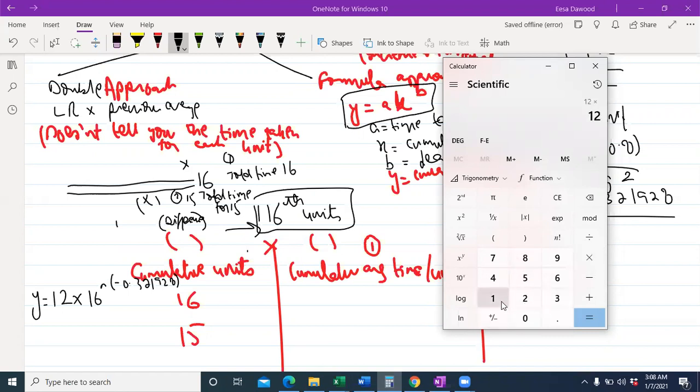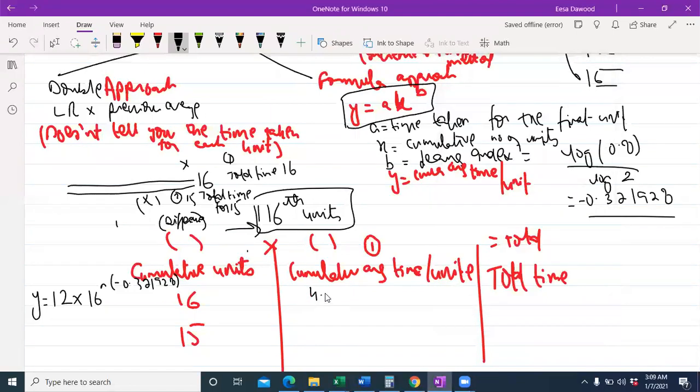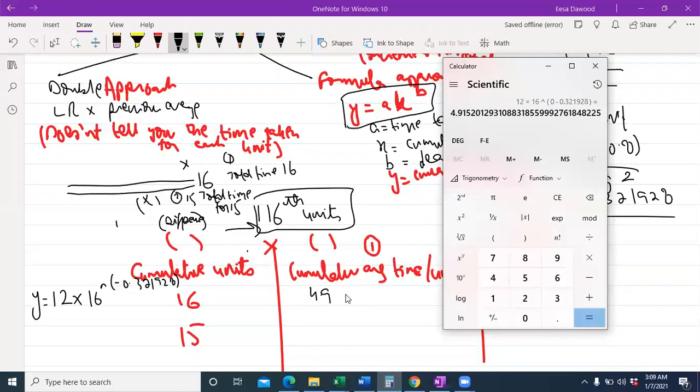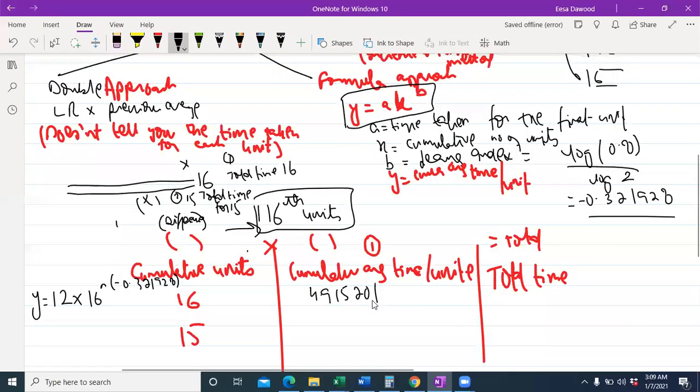So 12 into 16 raised to the power. This x raised to the power, this power sign, that's the one I'm going to use. Raised to the power minus, always put minus, otherwise it will be a wrong answer. 0.321928, bracket close, equals. So what is the cumulative average time per unit for 16 units? It was always on a per unit basis. So it was 4.915201. Never round off, always take the figures as is.